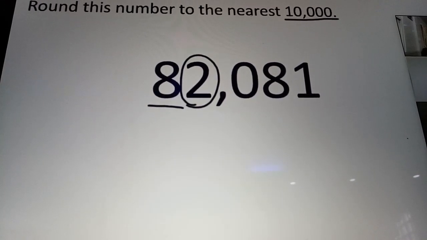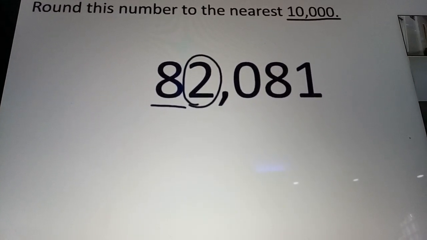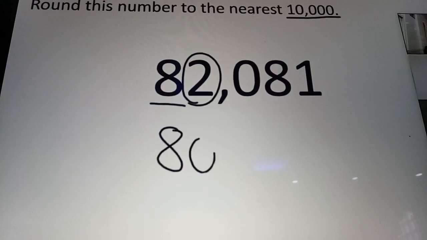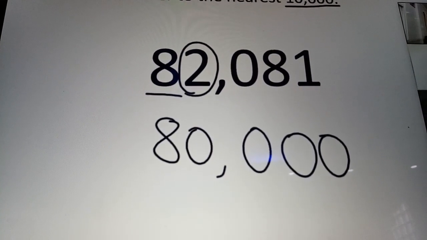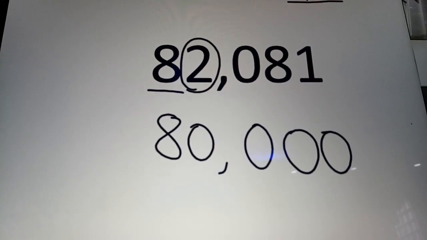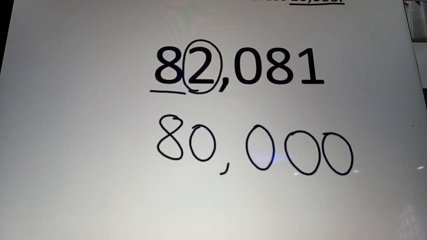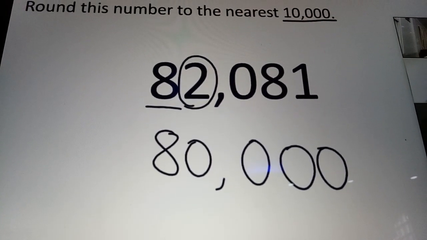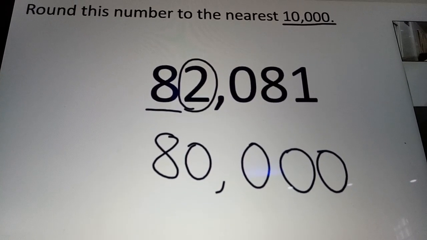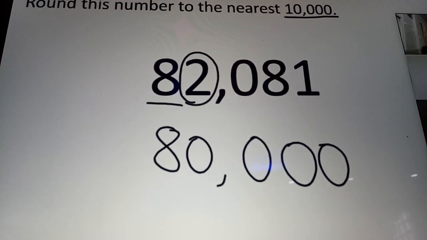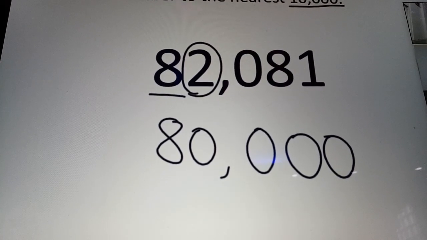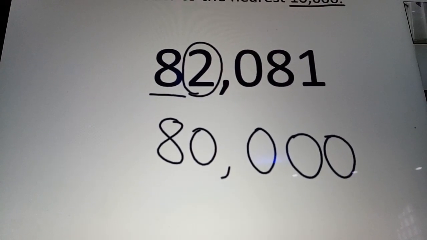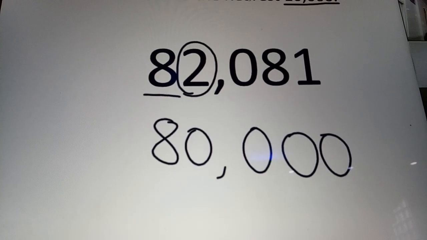The 2 tells me to round down or to stay the same, so the 8 stays. And then I fill in all the rest of the place values with zeros. So the nearest 10,000 to 82,081 is 80,000. The next 10,000 up is 90,000, and that's almost 8,000 away, whereas 80,000 is just 2,000 away. It's much, much closer to 80,000.